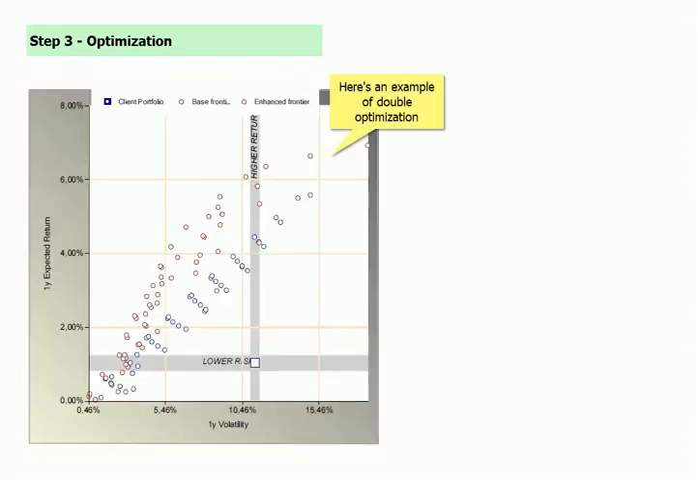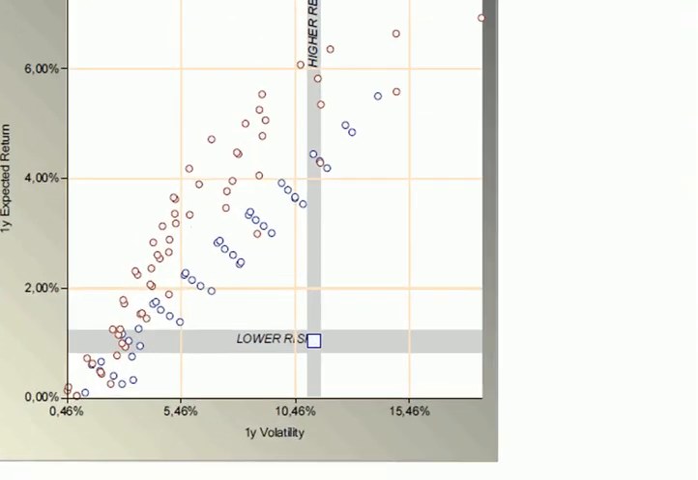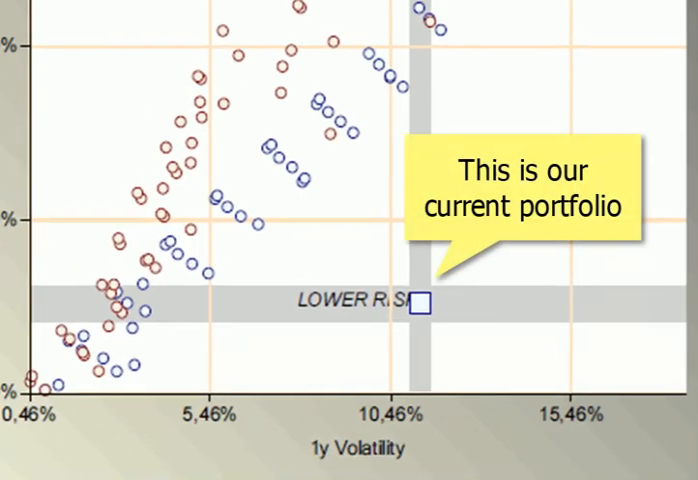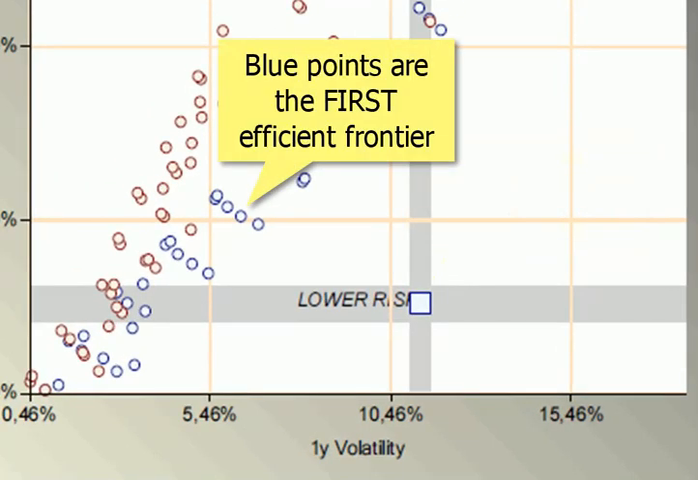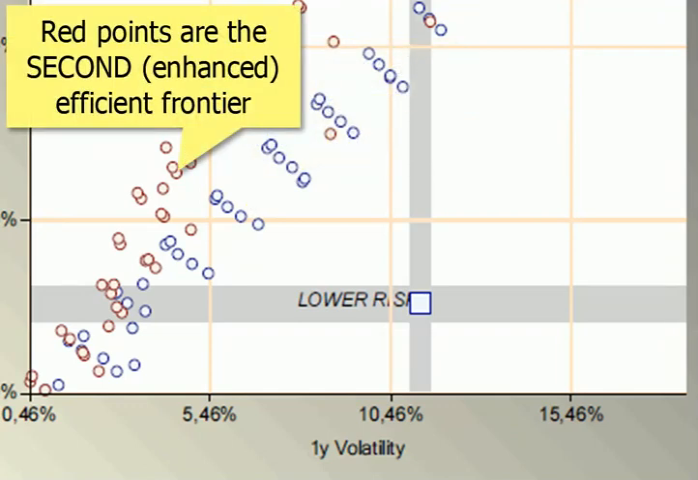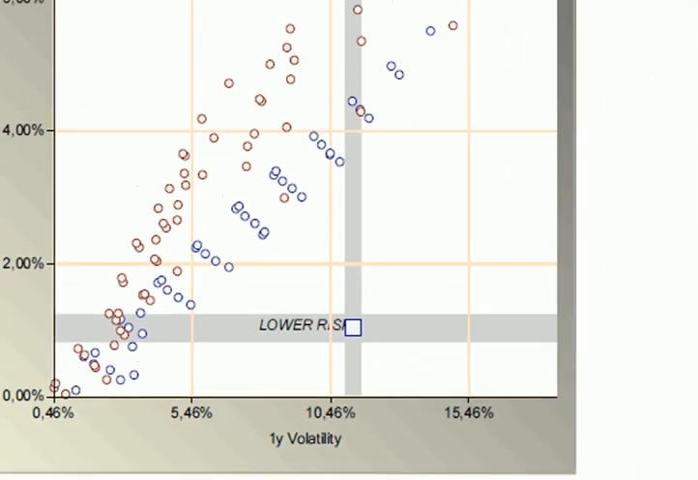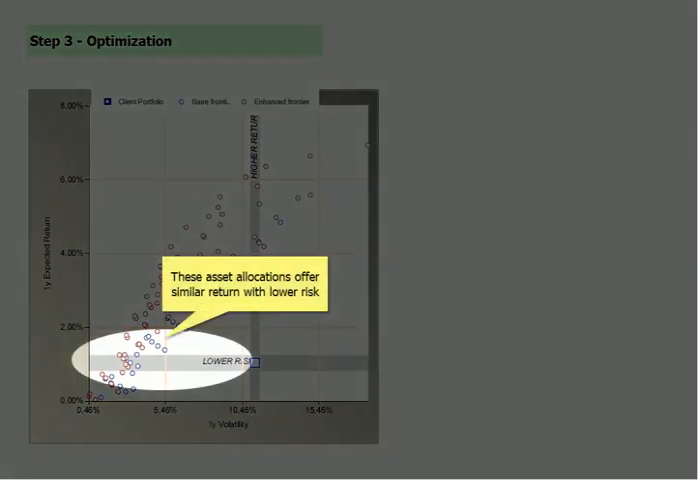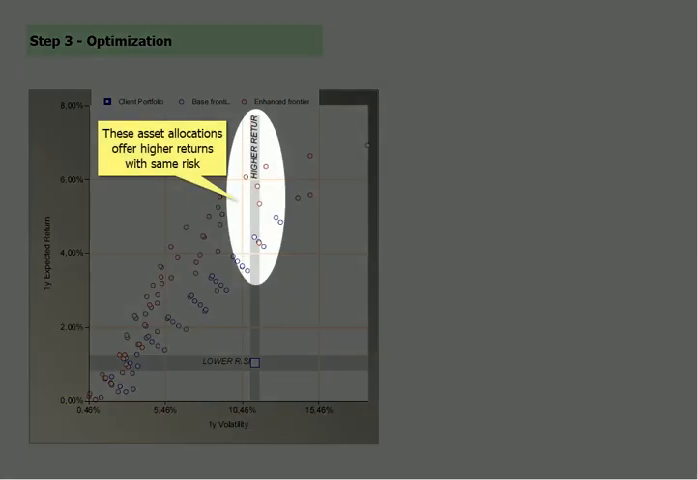Here's an example of double optimization. This is our current portfolio. Blue points are the first efficient frontier. Red points are the second enhanced efficient frontier. These asset allocations offer similar return with low risk. These asset allocations offer higher returns with the same risk.